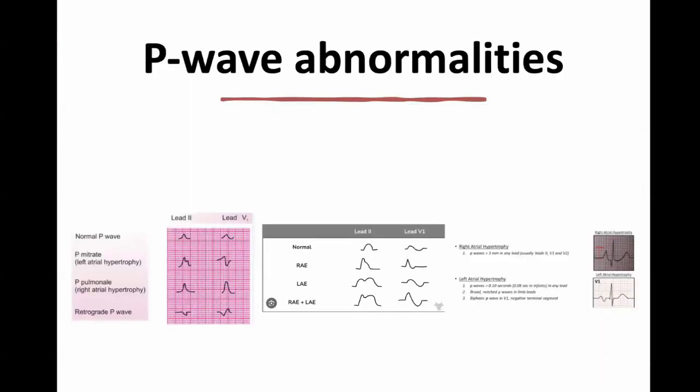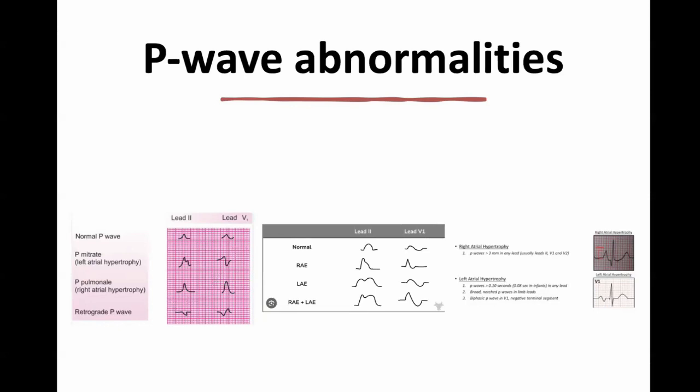Right atrial hypertrophy is characterized by tall P waves, which are 3 millimeters or greater in any lead. Tall P waves can most accurately be seen in lead 2, V1, and V2. As just mentioned, a P wave represents atrial depolarization. So if we think about an impulse traveling from the SA node through the right atrium to the AV node, it makes sense that an enlarged right atrium would result in a taller P wave.